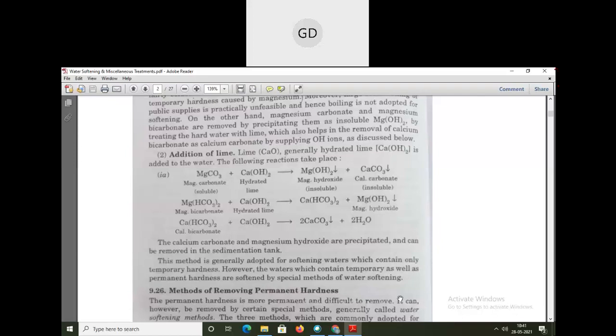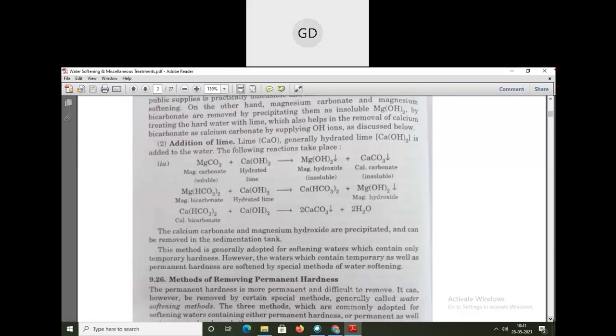Again, when you add the hydrated lime with the magnesium bicarbonate, magnesium hydroxide is given as our precipitate, okay? So in the final step, you can see calcium carbonate is precipitated out. This calcium carbonate and magnesium hydroxide can be removed in the sedimentation tank by the addition of lime. So these two processes, boiling and the addition of lime, can remove only the temporary hardness, not the permanent hardness.